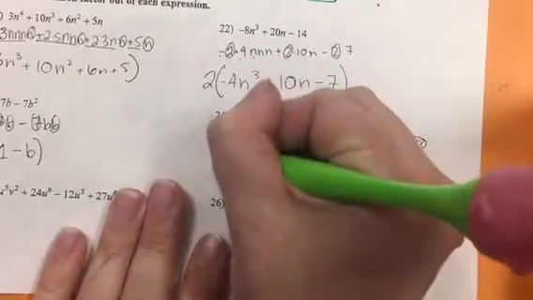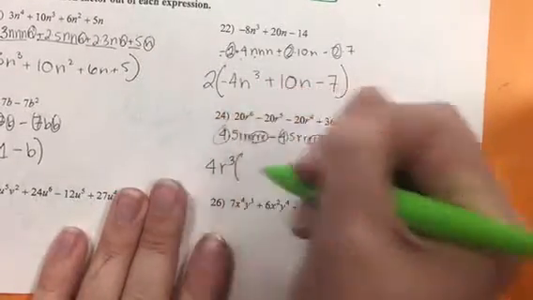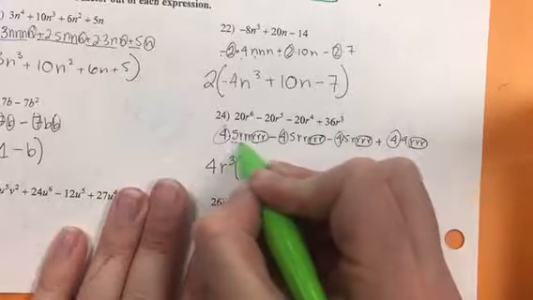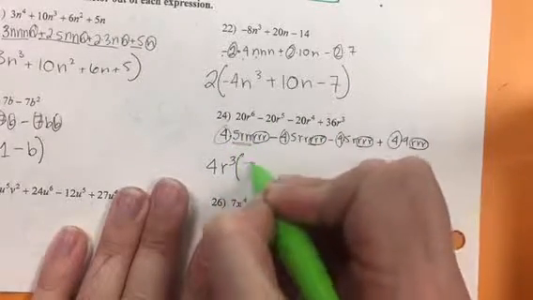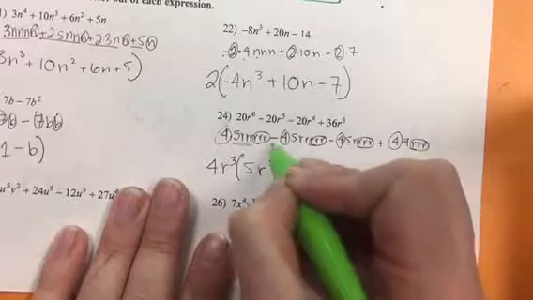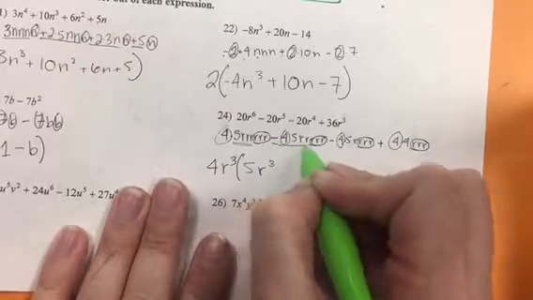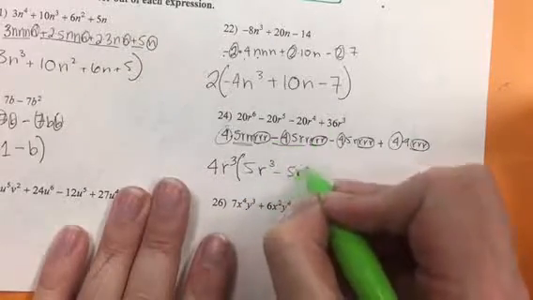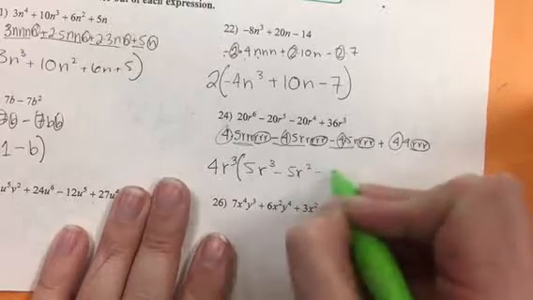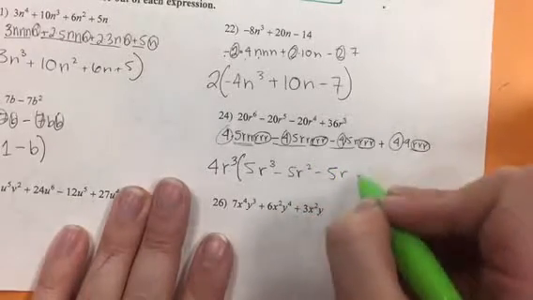Perfect. So I have 4r cubed, and left over is 5r cubed minus 5r squared minus 5r plus 9.